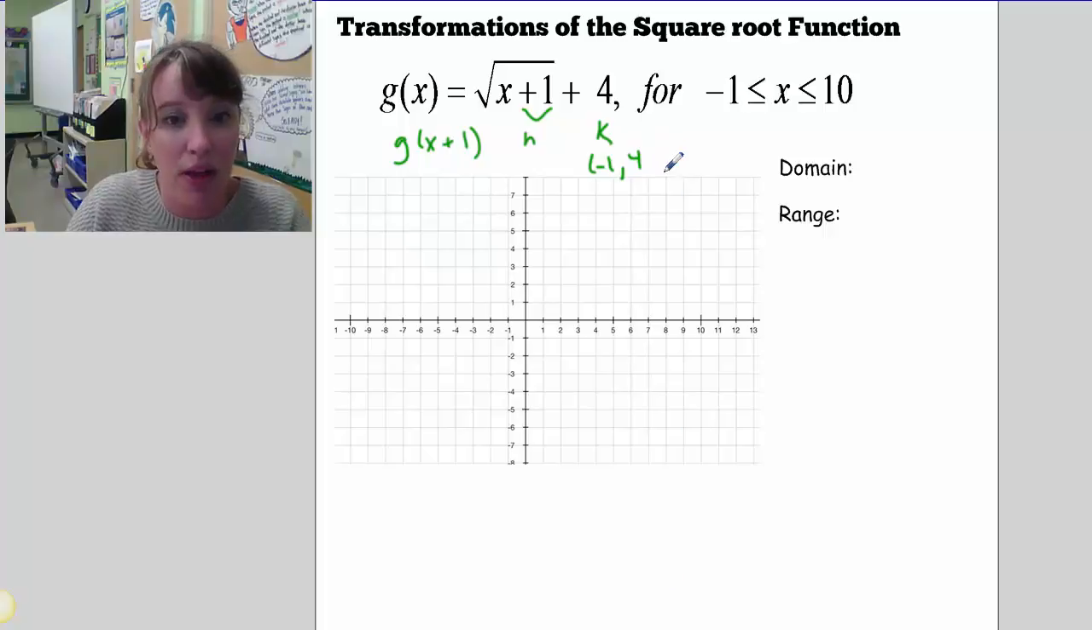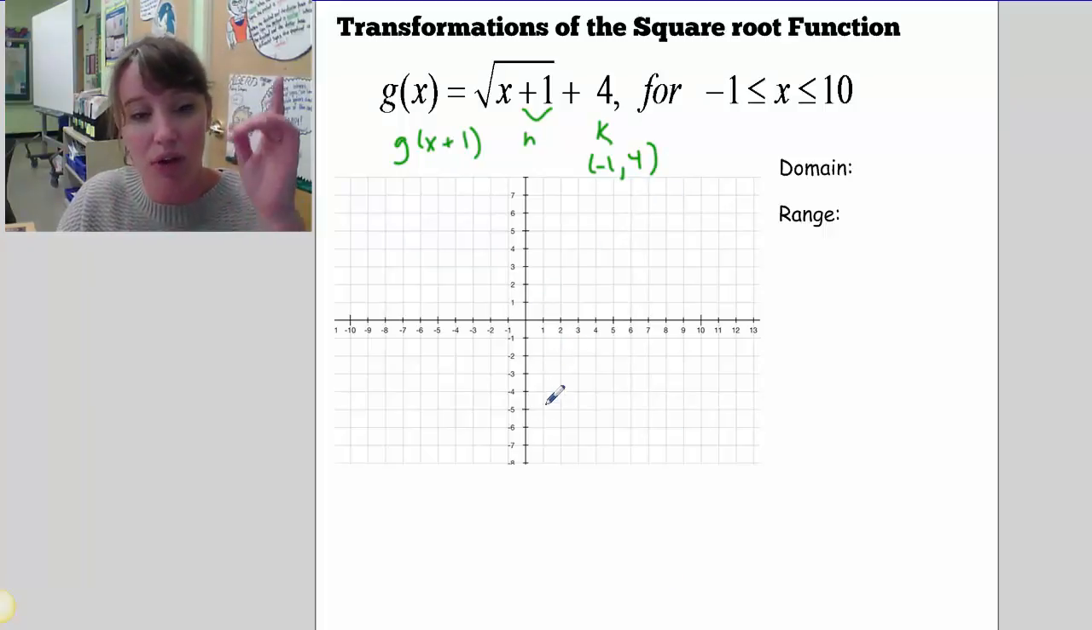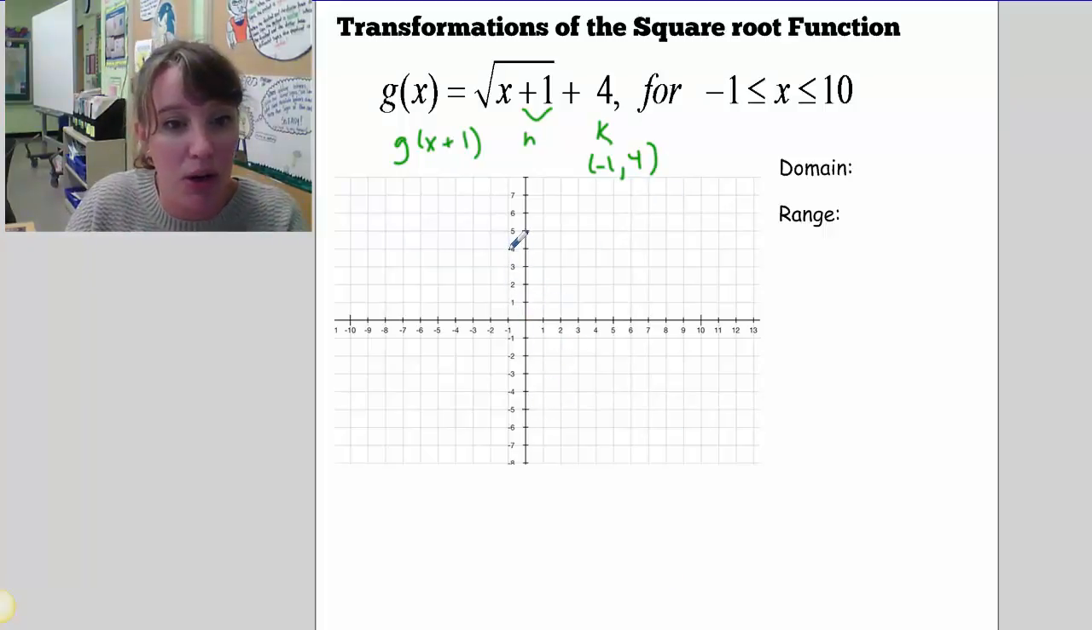Oh yeah, that's right. -1, so it's 1 to the left and 4 up. So let's plot that point right here. Now essentially, what used to be at your origin, like this, used to be like this.